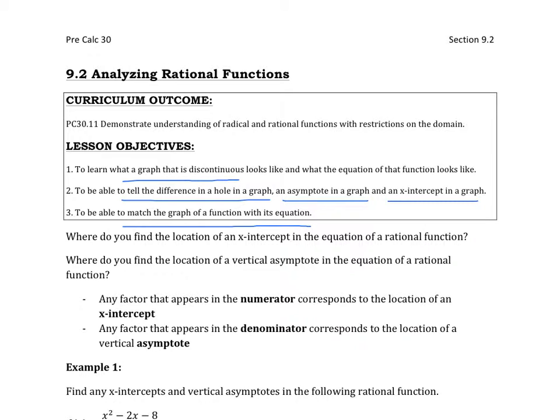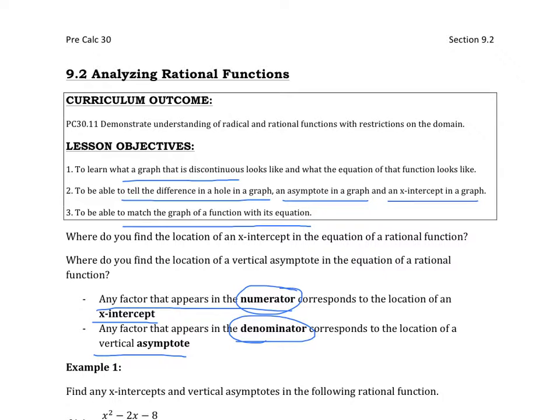So again, we're still dealing with graphs, but we're going to look at specifics of the graph to find the x-intercept and the asymptotes and the holes that might be in a rational function. So where do you find the location of an x-intercept in the equation of a rational function? And where do you find the location of a vertical asymptote? When we're looking at a rational function, any factor that appears in the numerator corresponds to the location of an x-intercept. And any factor that appears in the denominator corresponds to the location of a vertical asymptote.